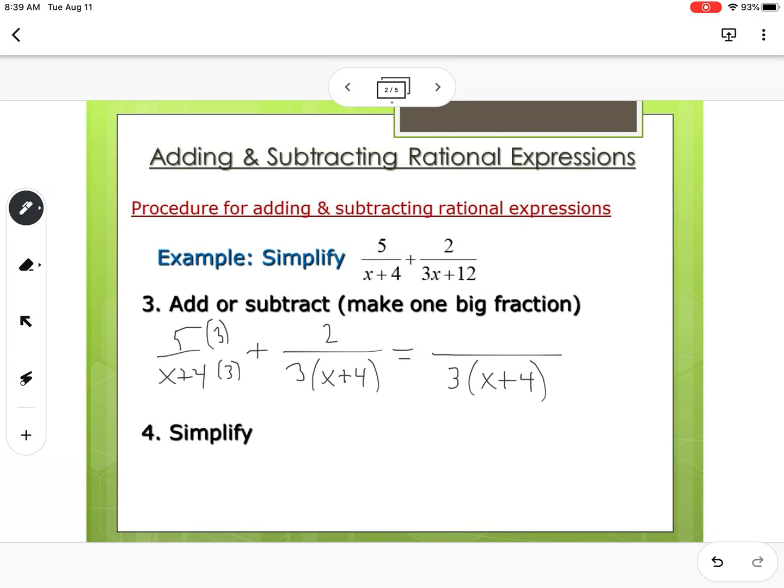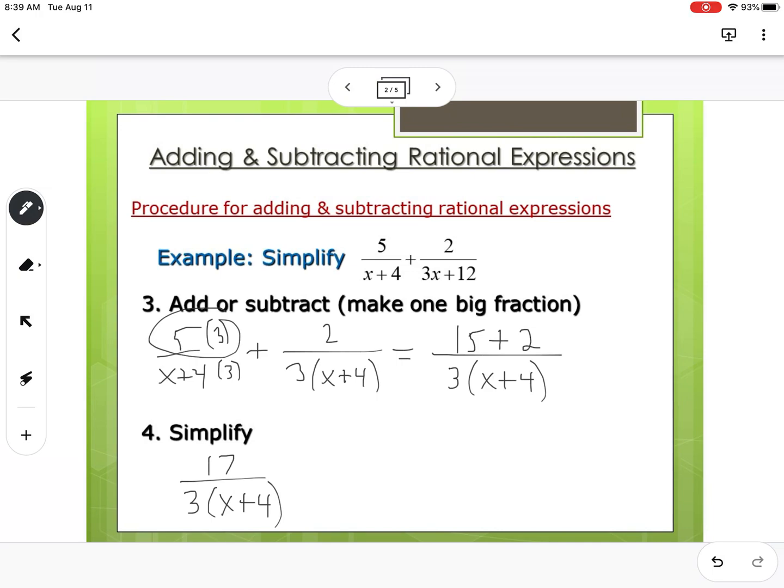All right, so I go to the first numerator. 5 times 3 is 15. Plus 2. I didn't do anything to that second fraction, so I'm just going to put that numerator there. So that's plus 2. All right, the last step is simplify. I want to take this down and make it as simple as possible. So 15 plus 2, 17, over 3 parentheses x plus 4.